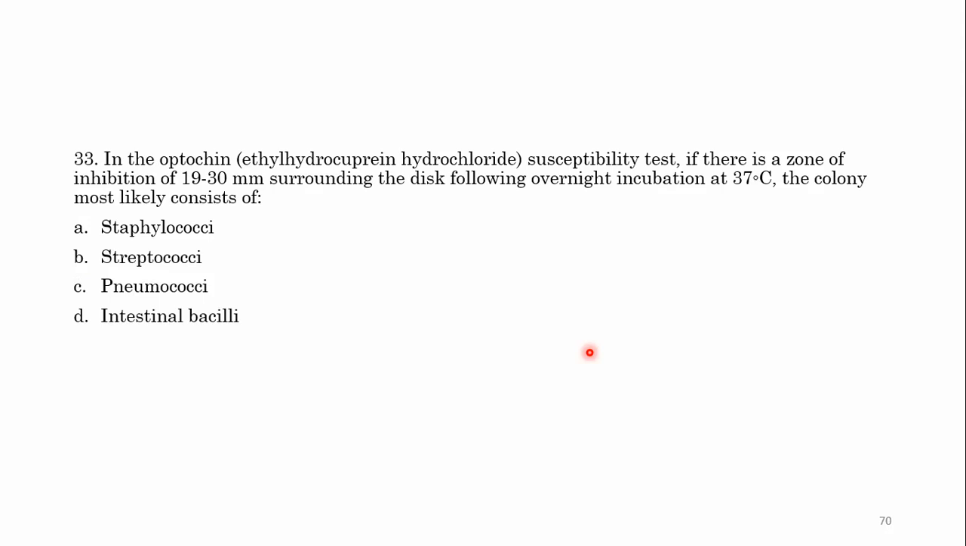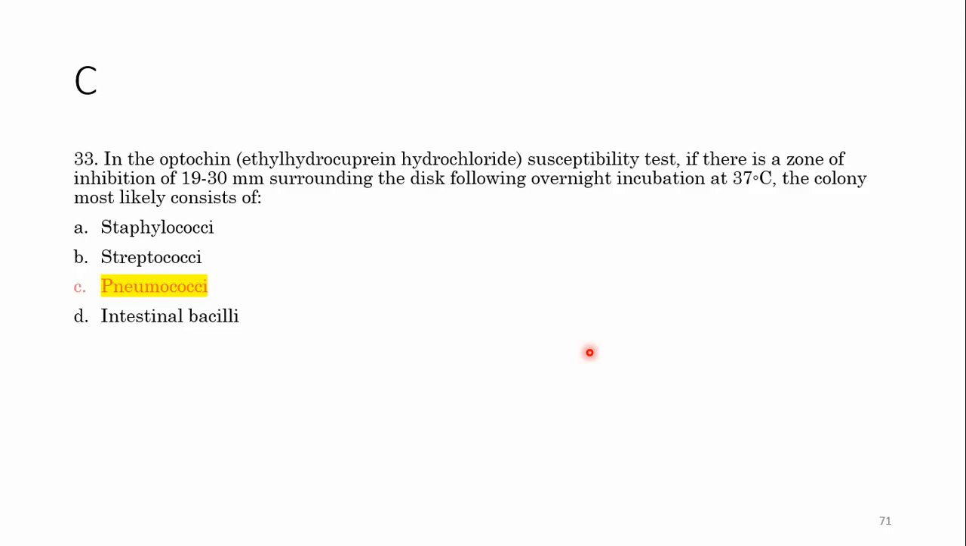Number 33, in the optochin susceptibility test, if there is a zone of inhibition of 19 to 30 millimeters surrounding the disc following overnight incubation at 37 degrees Celsius, the colony most likely consists of A, staphylococci, B, streptococci, C, pneumococci, or D, intestinal bacilli. The correct answer is letter C, pneumococci or Streptococcus pneumoniae.